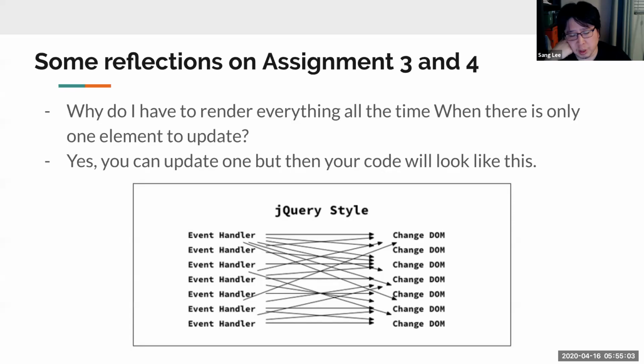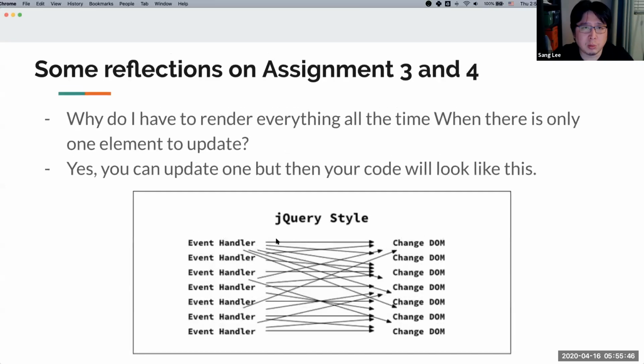So some of you might have felt that that's inefficient, which is true. That's not the most efficient thing. But the other way to do it is selecting one thing and updating one thing, and it's going to look something like this. The event handler would have to pinpoint one DOM element and then change the content. And then maybe one event could influence multiple different elements. If that's the case, you would have to change multiple different things. So let me give you an example though.